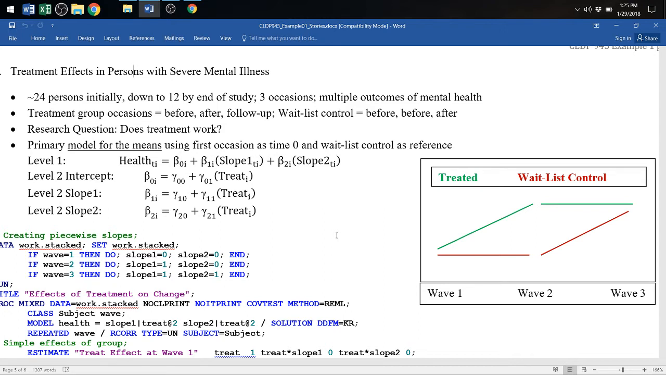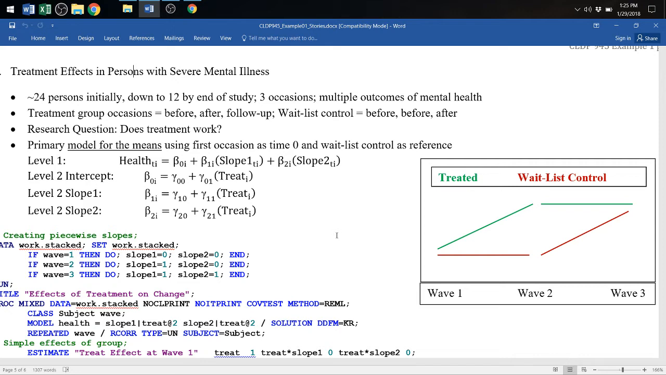And they only had 3 occasions: before treatment, after treatment, and then some kind of follow-up in the distance. I don't remember how far apart these are, but they kind of don't matter because there's only 3 occasions. So the green line here is what it would look like for the people who got treated first. They have their before measurement. Hopefully they get better after treatment is over, and ideally they would maintain their improvement through follow-up.